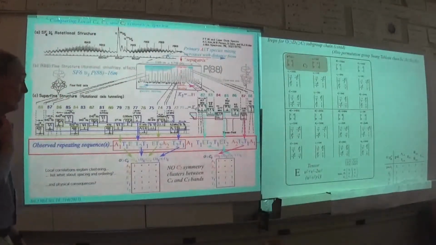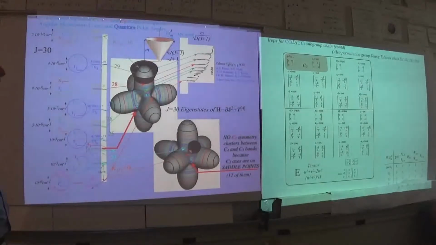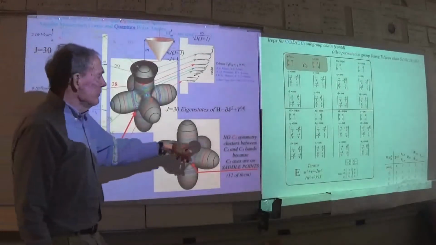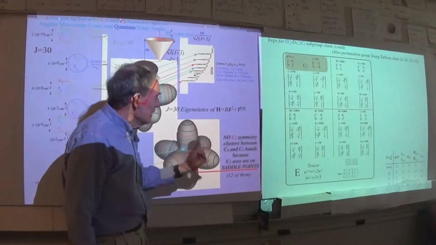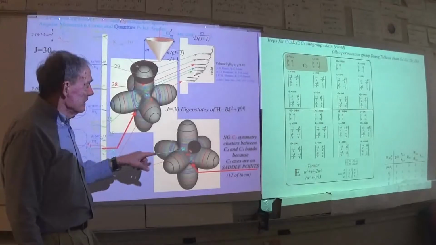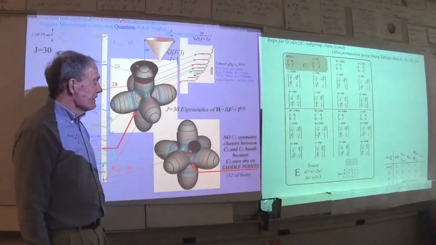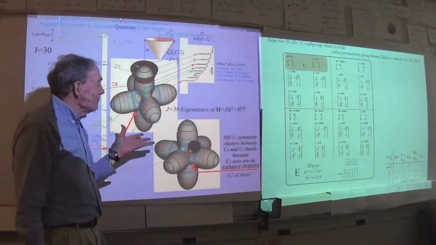You've got C4 on one side, C3 on the other side. This molecule doesn't want to rotate on what is its saddle point. No C2 symmetry clusters between C4 and C3 bands, because the C2 axes, the I axes, these guys, they're saddle points. You can't store any phase space there.